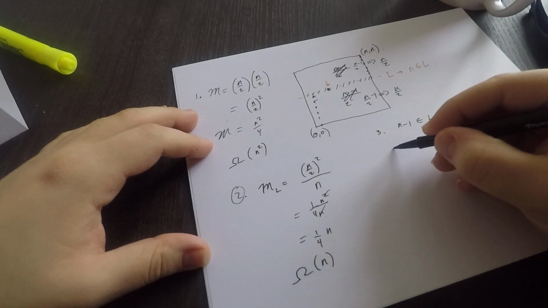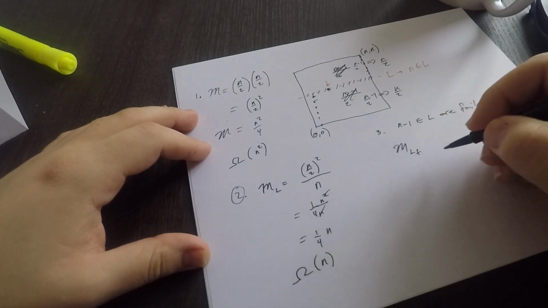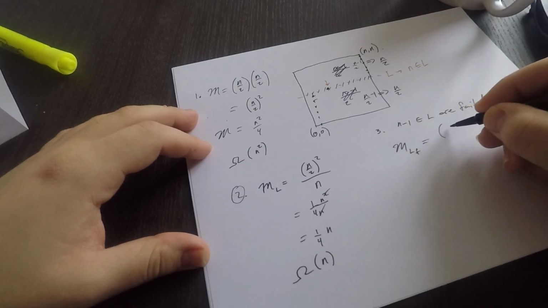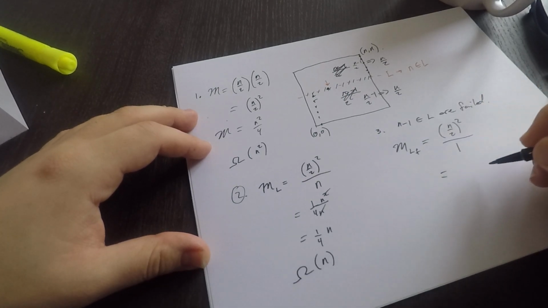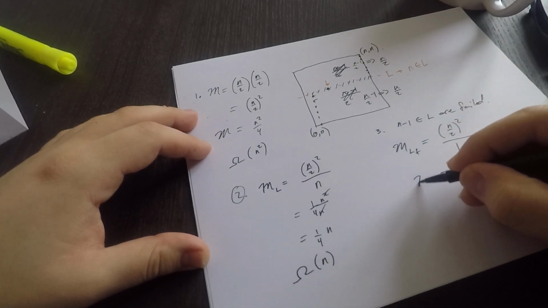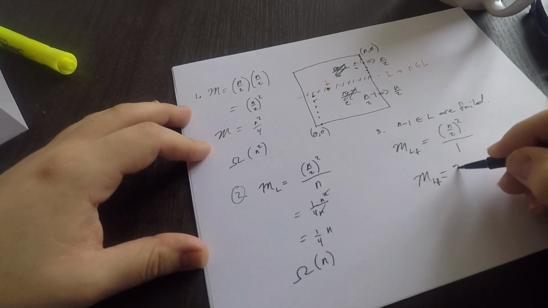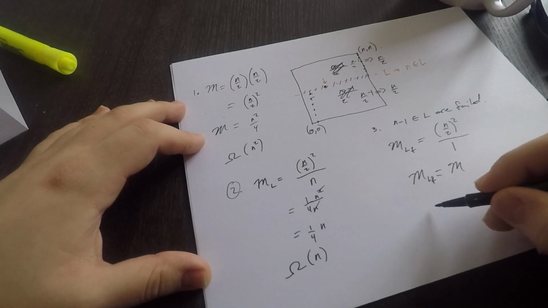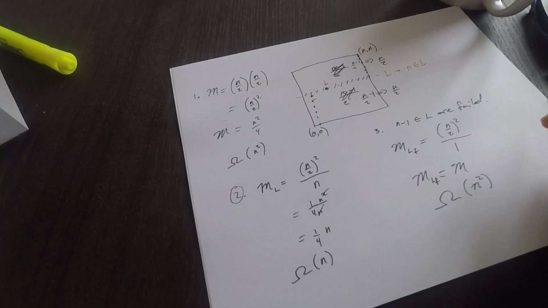So now for 3, we say M_L, and I'm going to put an F to represent the line is faulty, is n over 2 squared divided by 1, which is now back to the m that we calculated in the first part of the problem. So this is just m, which then shows me that this is now on the lower bound omega of n squared.